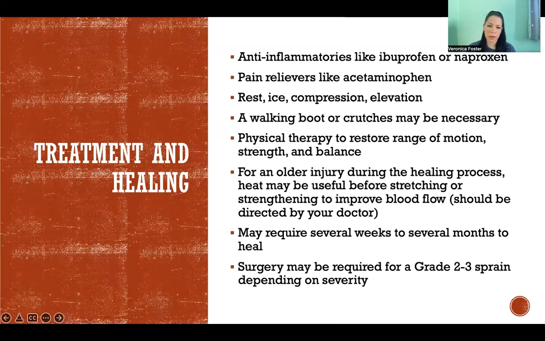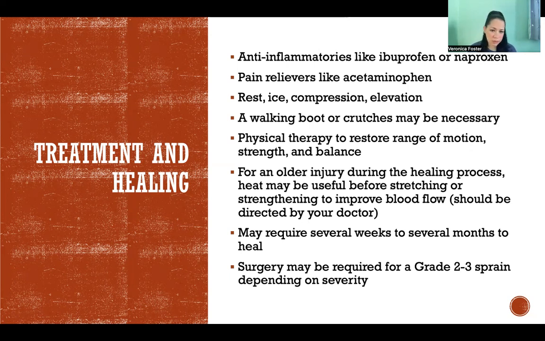All right, so treatment and healing. So there's the usual first aid. So rest, ice, compression, elevation when it immediately happens. May be helpful to take anti-inflammatories and or pain relievers. And then depending on the severity of the injury, it might require a walking boot or crutches to keep weight off of it. And then as the injury heals, and especially depending on the severity and whether surgery is required, physical therapy will be likely. You have physical therapy to restore range of motion, strength, and balance.